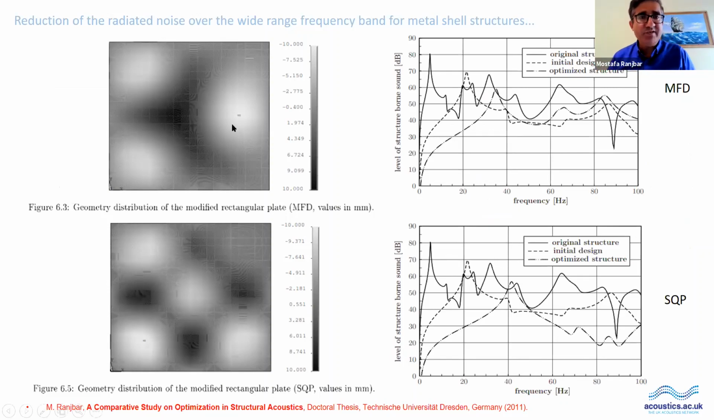For example, the method of feasible direction, which is a gradient-based technique. You can see that this solid line is the flat plate, this dashed line is the initial design, and this is the optimized design. After spending a specific number of calculations, let's say 500 function evaluations, we could shift the first peak to a higher value and also generally reduce the level of structure-borne noise.